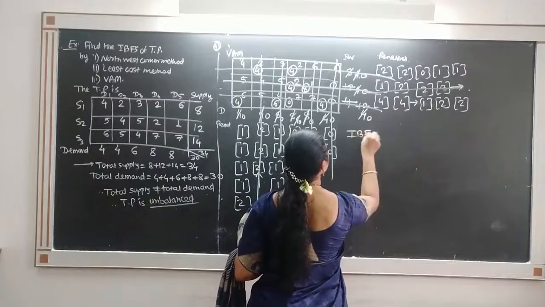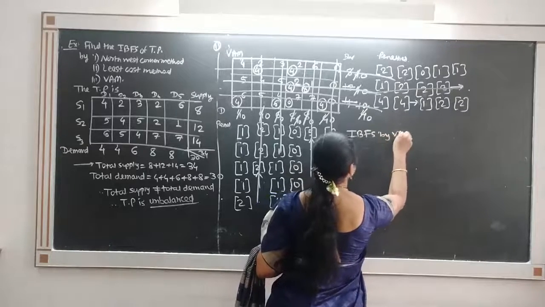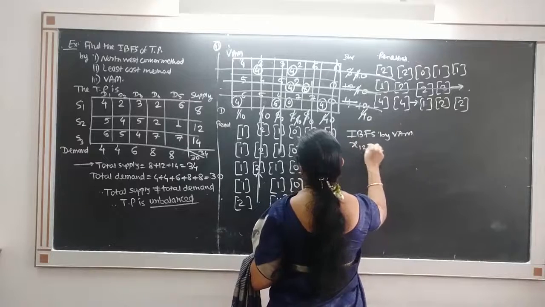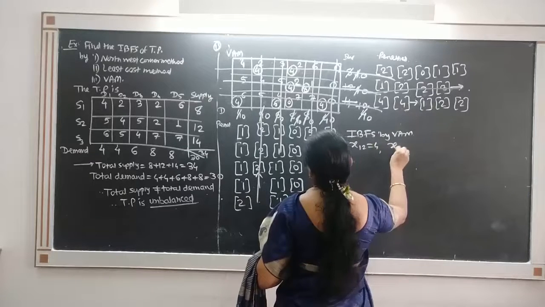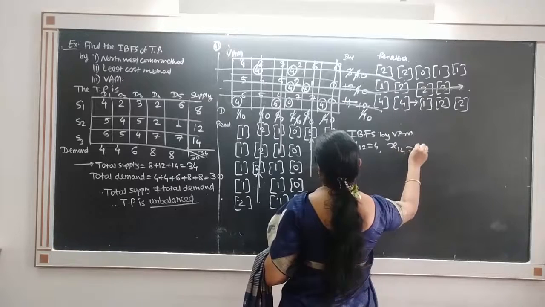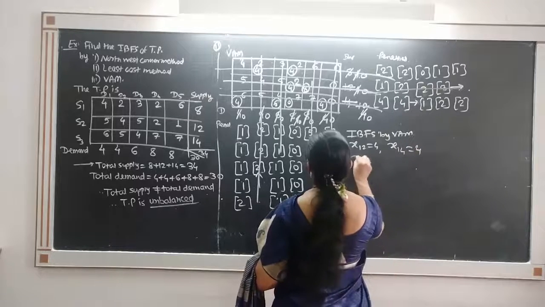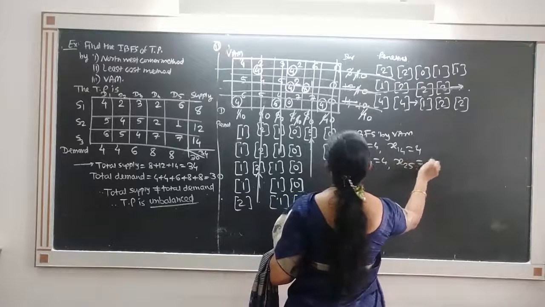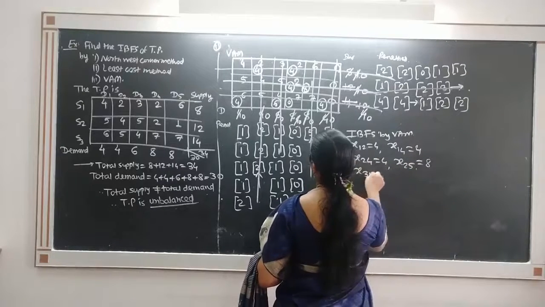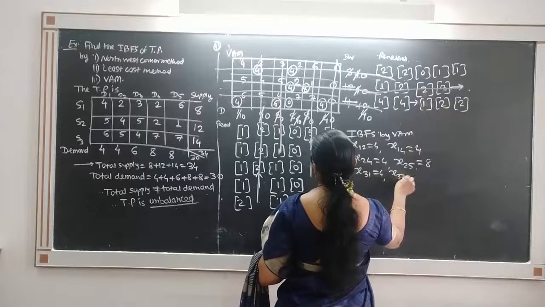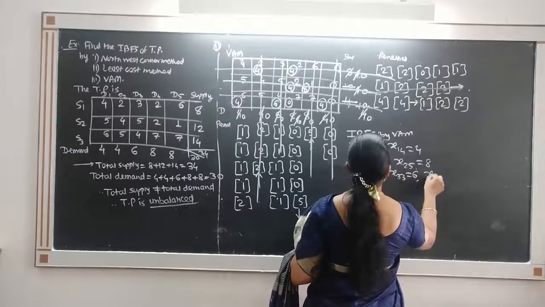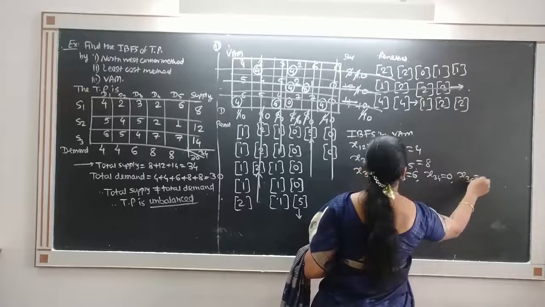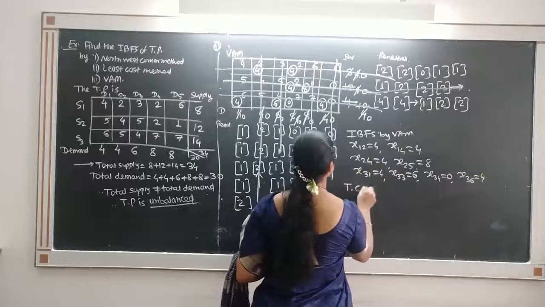Now see the IBFS by VAM method. So by VAM the IBFS is x12 is equal to 4, x14 is equal to 4, x24 is equal to 4, x25 is equal to 8, x31 is equal to 4, x33 is equal to 6, x34 is equal to 0 and x36 is equal to 4. See what is the transportation cost?